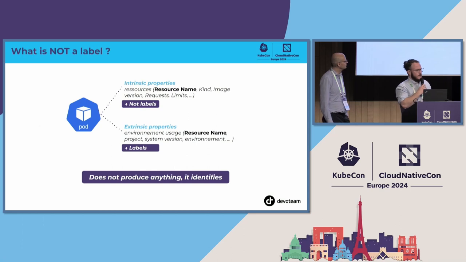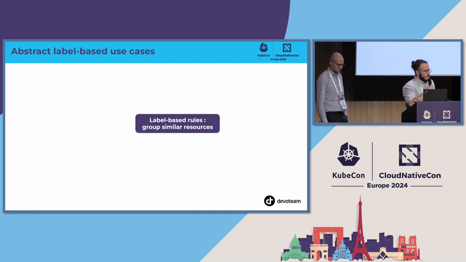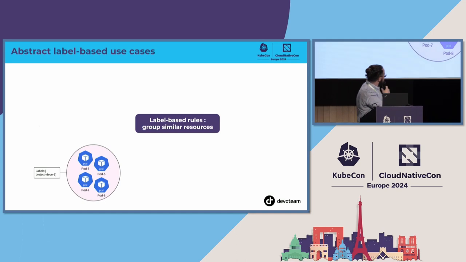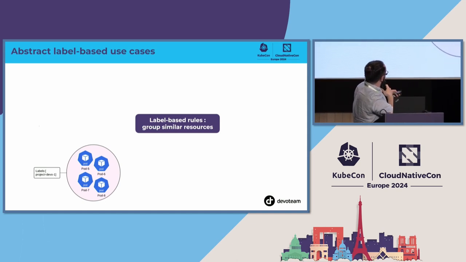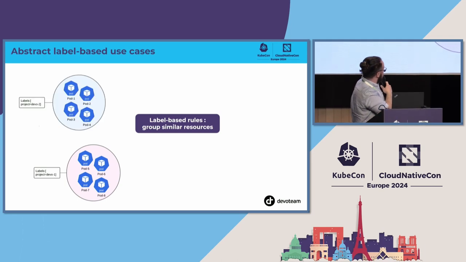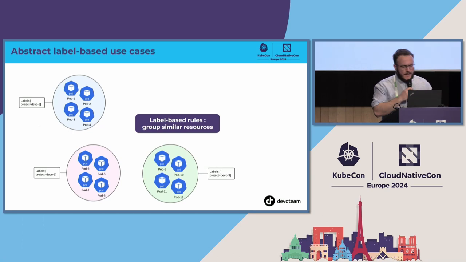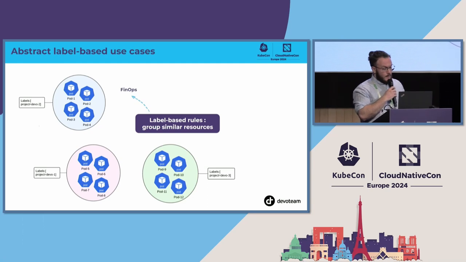So now that we said what is a label, what is not a label, we will see the purpose of labeling. So why are we labeling? Basically, we are labeling to group similar resources, and we apply this context on label-based rules on several cases. Label allows to group resources. Like that, we can group pods based on the project that they are assigned to, on another project, and on a third project, and then we can use these groups to apply label-based rules for finops.